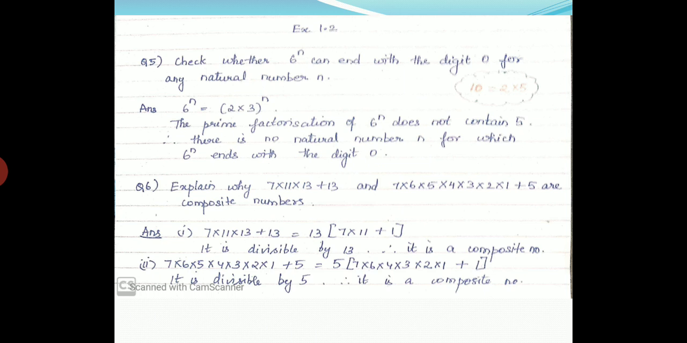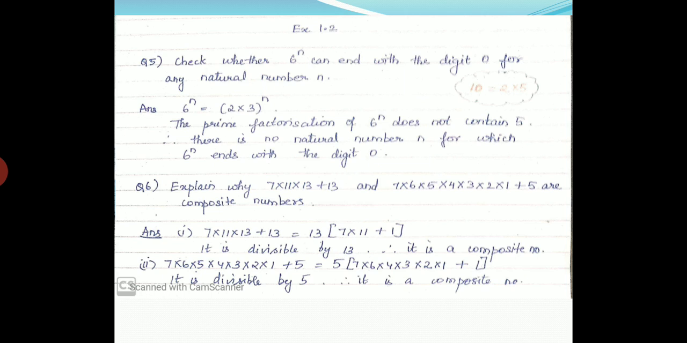Now we will see the prime factorization of 6 power n. So 6, the prime factorization is 2 into 3. Now just think, for a number to end with 0, for example 50 or 120 or 300, you can see that in their prime factorization there will be 2 and 5. That is 2 into 5 will be 10. Am I correct?